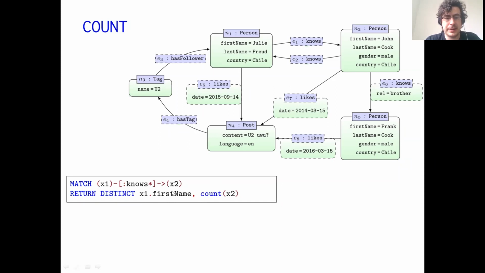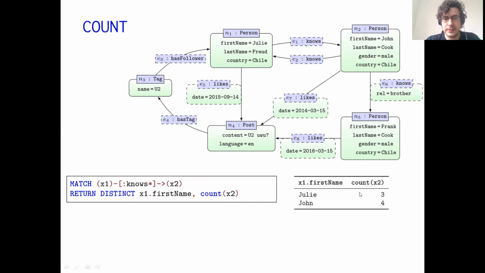So in this case, we're looking for x1 knows transitively x2. So x1 will match Julie, in which case x2 would match John, Julie, and Frank, and so forth. And we're returning the first name of x1, and we're counting x2. So for each first name, how many people they transitively know. Okay, so for Julie, we would expect 1, 2, 3. For John, we would expect 1, 2, 3. And for Frank, we would expect no results.